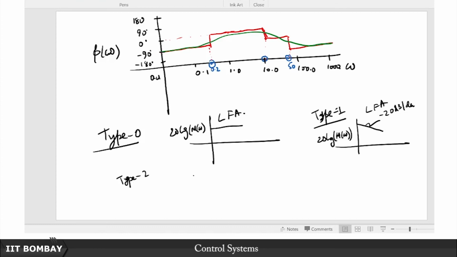But since we have discussed type 0, type 1 and type 2 vis-a-vis the position error constant, the velocity error constant and the acceleration error constant, which is now what we are going to try and figure out from these Bode plots. So you see here, you will have a similar nature as type 1, except that now it is going to descend at minus 40 dB per decade.